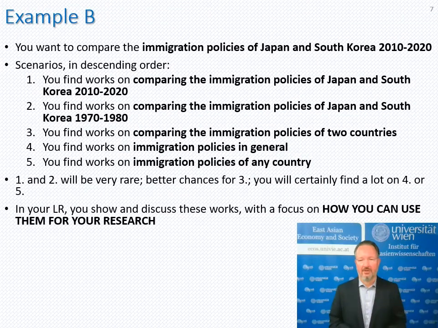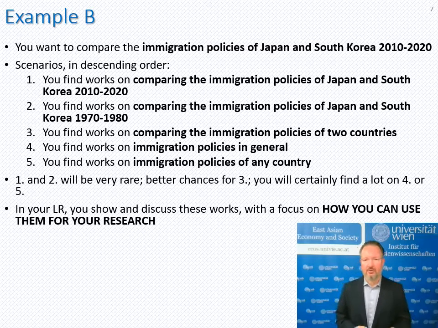Okay, now we have an example that is perhaps more closely related to what we do here at EcoS. You have another comparison, and this time what you compare is the immigration policies of Japan and South Korea in the decade 2010 to 2020. Again, I came up with a few imaginary scenarios here on literature that you might or might not find.